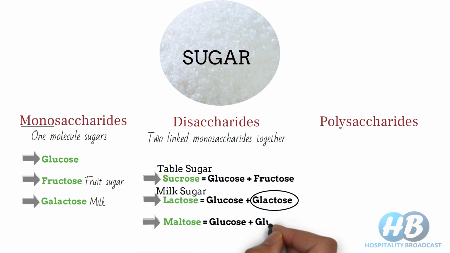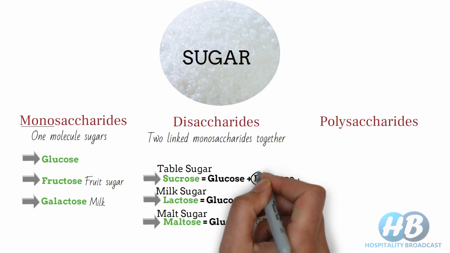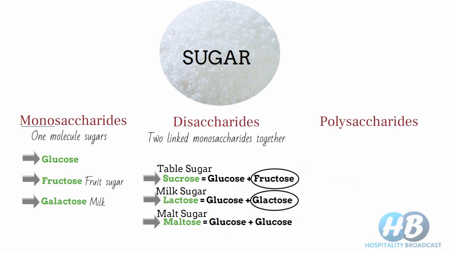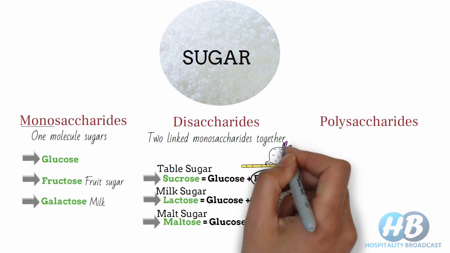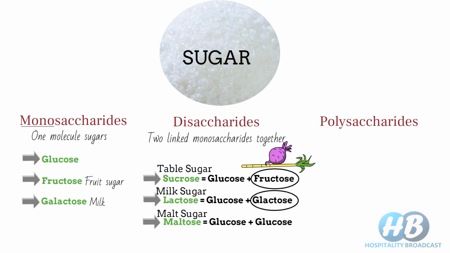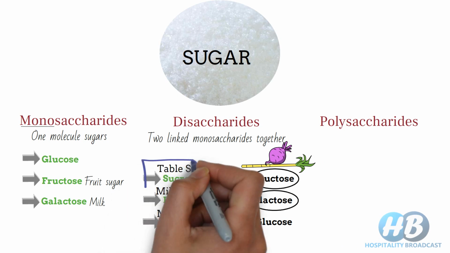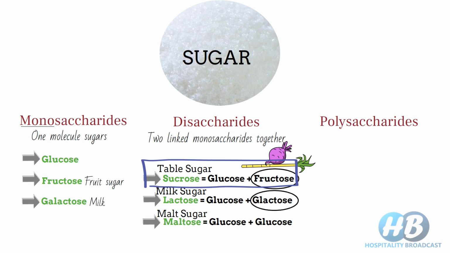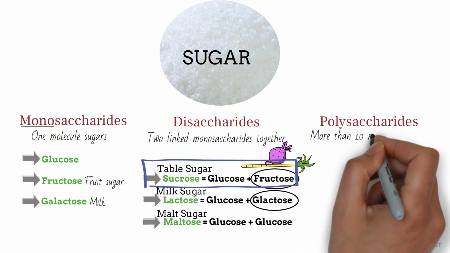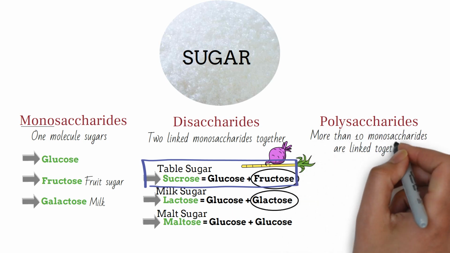maltose, from two molecules of glucose, also known as malt sugar. Sucrose, as we know, is obtained from plants such as sugarcane and beetroot. This is the most common sugar that you find in any kitchen, and hence also called table sugar. The third category we have is polysaccharides, where more than 10 monosaccharides are linked together.